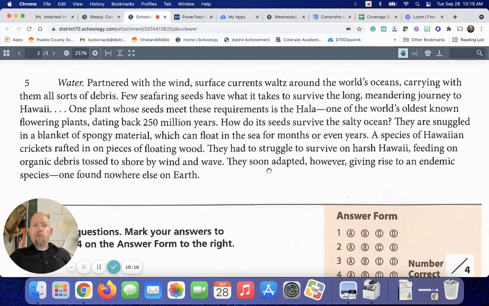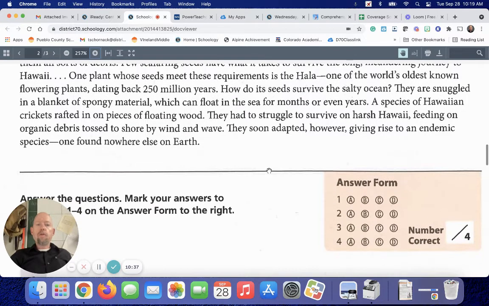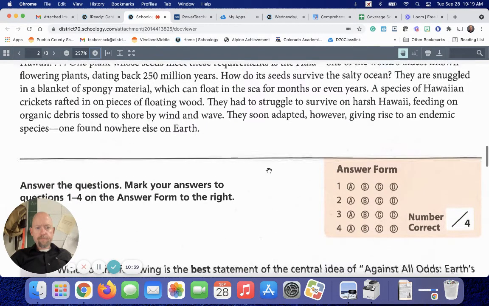A species of Hawaiian crickets rafted in on pieces of floating wood. They have to struggle to survive on harsh Hawaii, feeding on organic debris tossed by the shore, by wind, by wave. They soon adapted, however, giving rise to an endemic species, one found nowhere else on Earth.